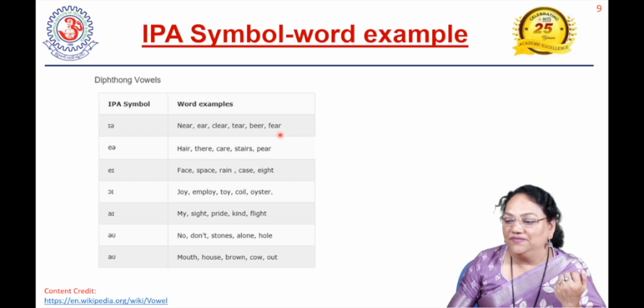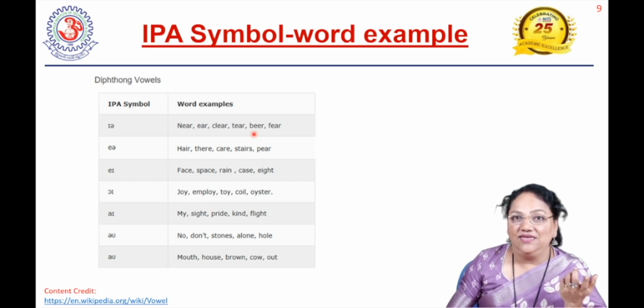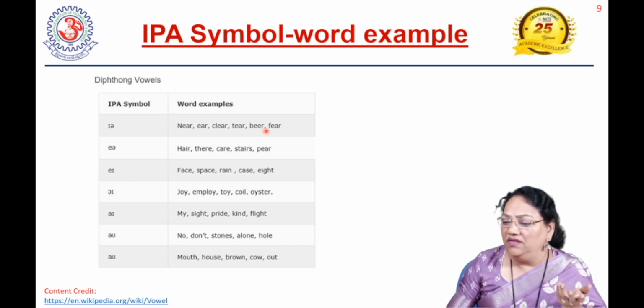Beer. See the spelling here? Another one is also there: deer. We cannot say deer with a different sound, it is deer. So that's how this sound is used. So fear. Next comes hair, air. Okay? Hair, air, there, care, stare, pear. Okay? Next.